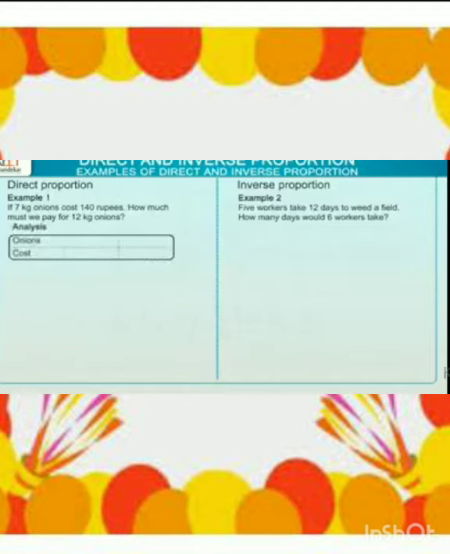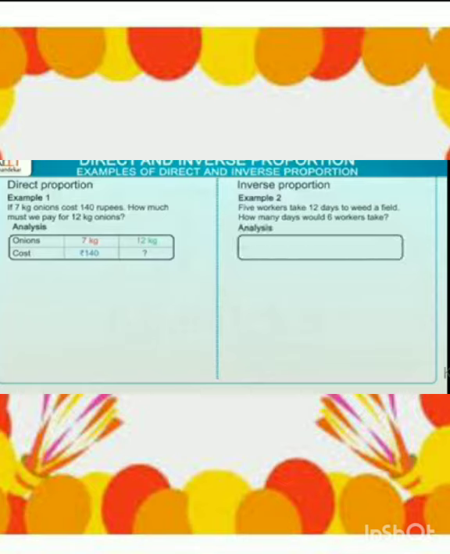7 kg onions cost 140 rupee. So write 7 kg and 140 rupee in the table as shown on the screen. Here we are supposed to find the cost of 12 kg of onions. So we can write 12 kg and question mark as shown on the screen.